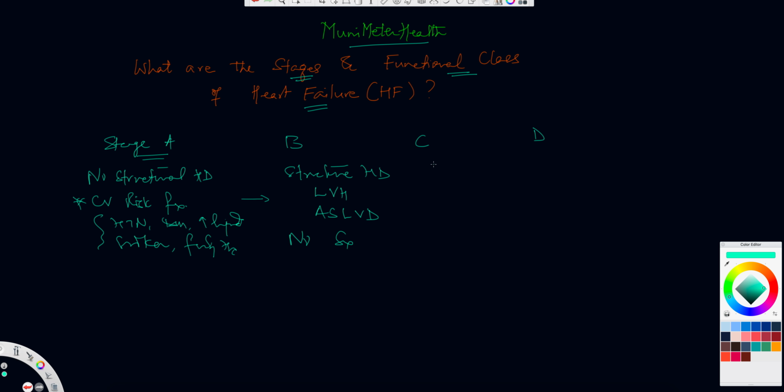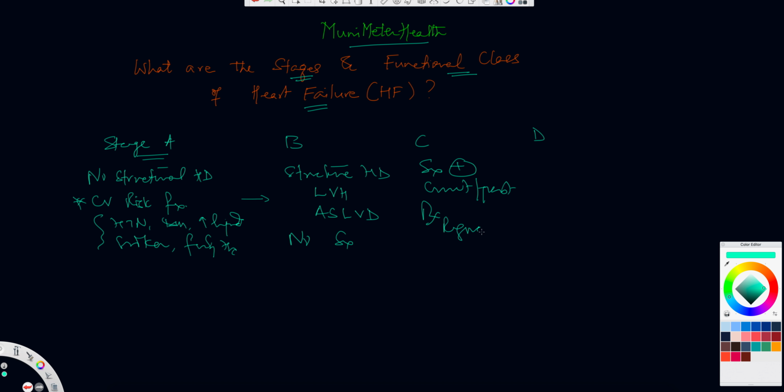In stage C, you have symptoms now. Symptoms are present, and these symptoms are either current or they are past. Remember that. They may have a past history of shortness of breath, fatigue, ankle edema, but now they are compensated. So this is where the therapy begins. So you may start some therapy regimens.